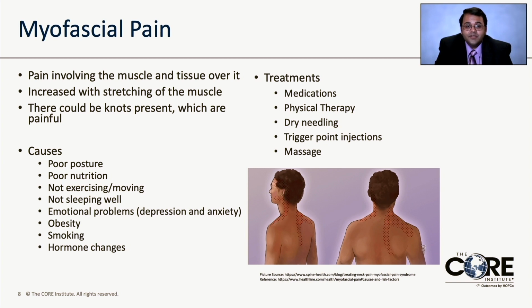The causes of this are usually poor posture. Nutrition can also unfortunately affect it. If you're not really exercising or not moving around, you're not sleeping well at night, just the stress from all this can increase the pain and cause this type of myofascial or muscle soft tissue type pain. Again, we're coming back to the psychiatric side of it, which is the depression, anxiety can really amplify it. Obesity is another source. Smoking, hormonal changes, these can always make the pain worse or even bring it on.